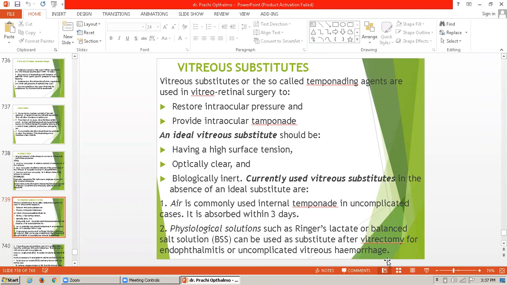So, vitreous substitutes, also called tamponading agents, are used in vitreoretinal surgery to restore intraocular pressure and provide intraocular tamponade. An ideal vitreous substitute should have a high surface tension, be optically clear and biologically inert. Currently used substitutes in the absence of an ideal one are air and physiological solutions such as Ringer's lactate or BSS, that is balanced salt solution.